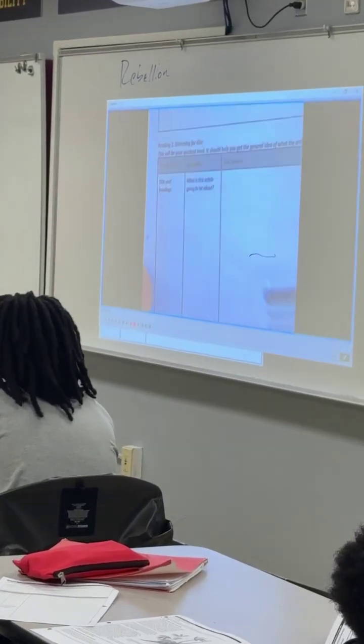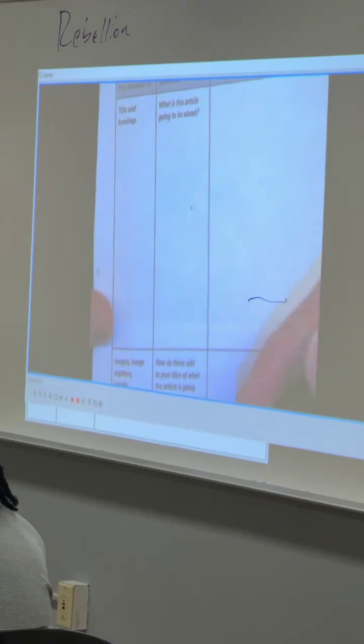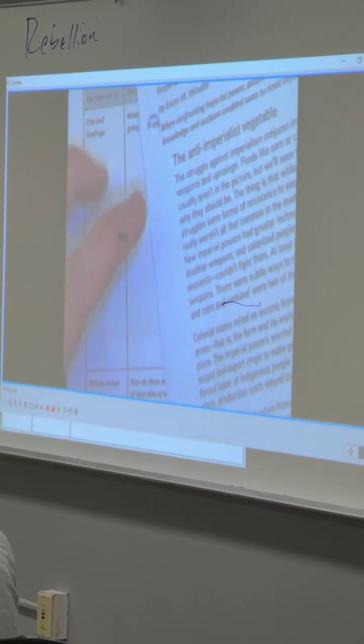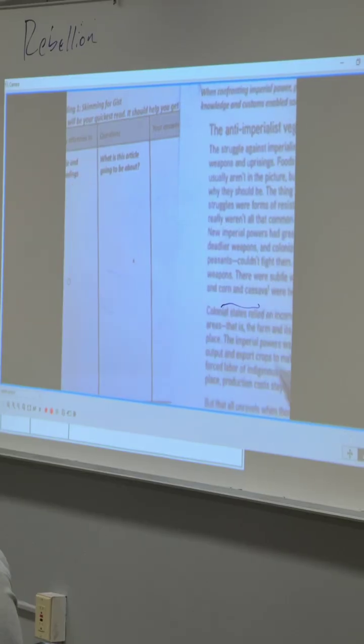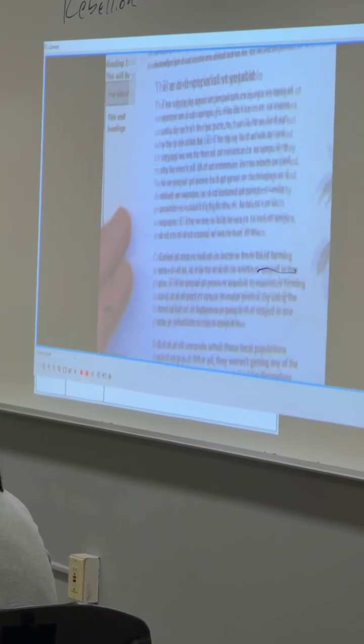Right? I'm going to look at my chart. I'm skimming, title and headings. What do I think it's going to be about? Do I see any images? Okay. So when I go into the article, I need to consider what the title is trying to convey and what images are being used in what I'm reading so far.